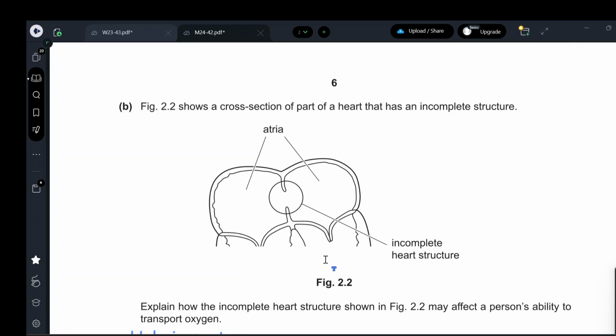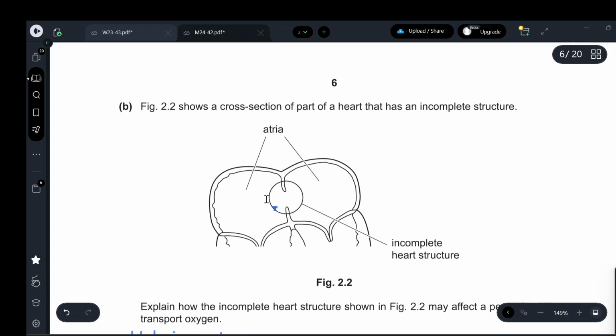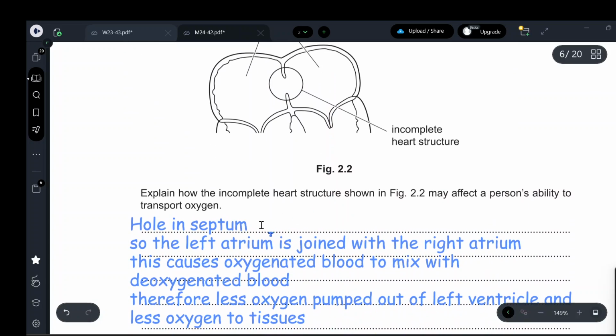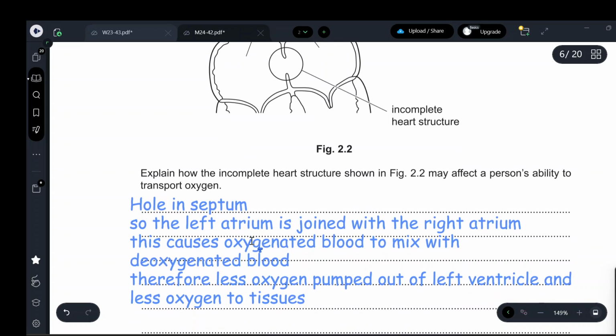This is an actual condition where there's a hole in the septum, so the deoxygenated blood will be mixed with the oxygenated blood. The left atrium is joined to the right atrium, so oxygenated blood mixes with the deoxygenated blood, so there is less oxygen pumped out of the left ventricle, less oxygen to the tissues, less respiration.